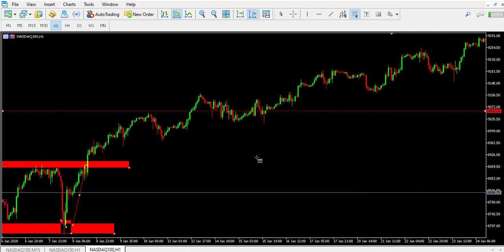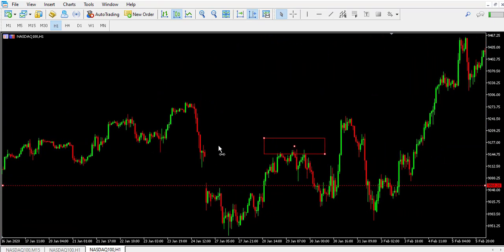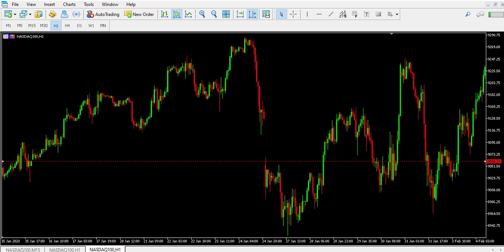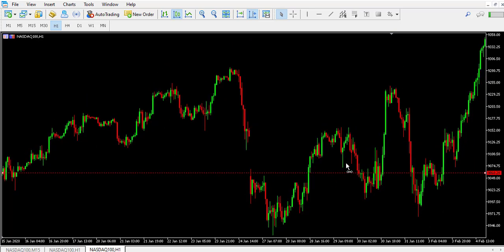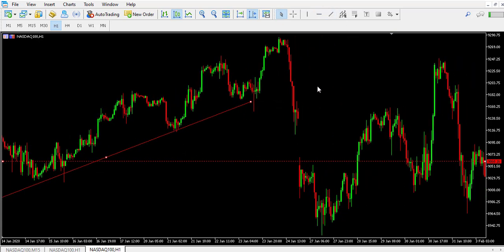So if we can get an example here, let me see if I can get an example for this. So now you can see this is an example of that. We're in an uptrend, and the market is doing exactly what I've showed you.